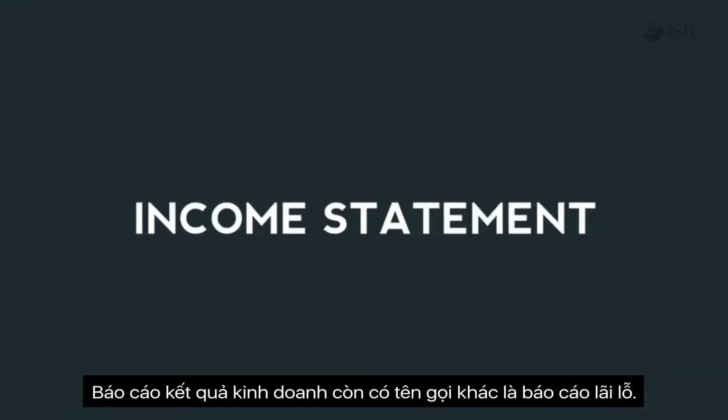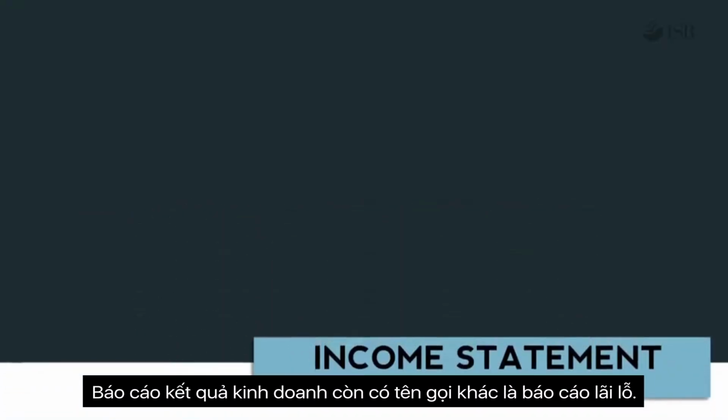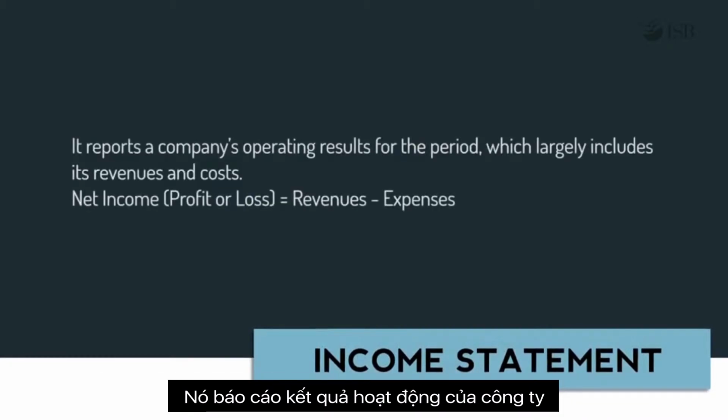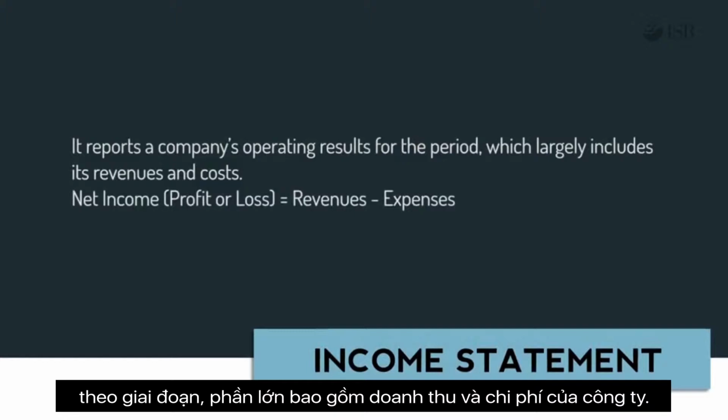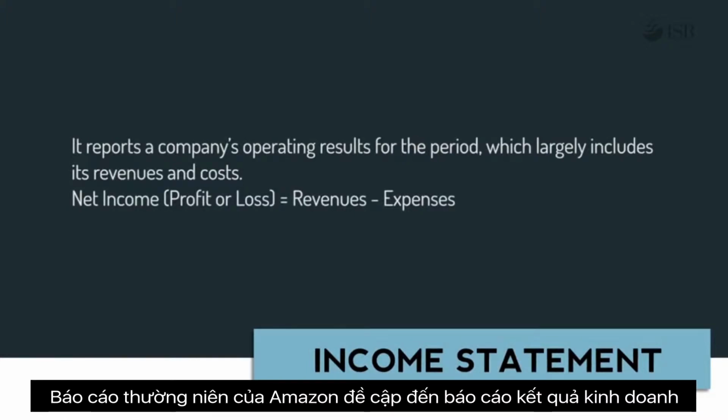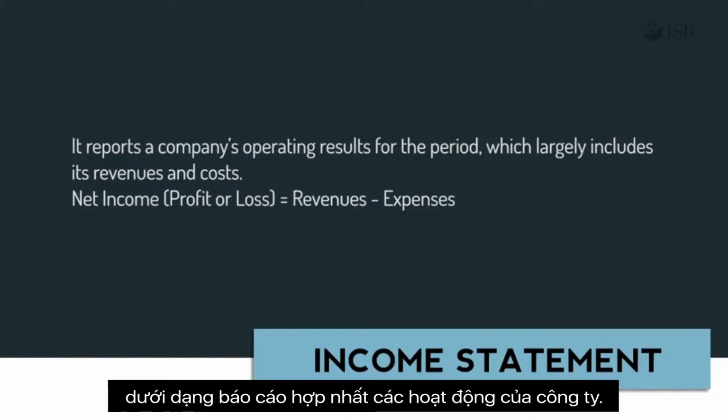The income statement is also referred to as the profit and loss statement. It reports a company's operating results for the period, which largely includes its revenues and costs. Amazon's annual report refers to the income statement as consolidated statements of operations.